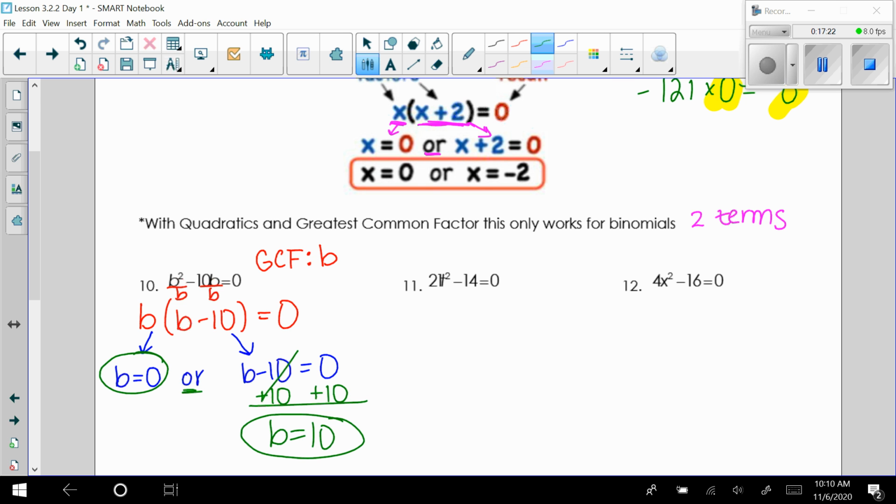So for number 11, our GCF, we look at these two terms, 21 t squared and negative 14. They don't share a variable in common because 14 doesn't even have a t with it. But when I think about the numbers 21 and 14, the factor that divides into both those numbers, the biggest one, would be 7. So I'm going to factor out a 7. And when I do that, divide by 7, 21 divided by 7 gives me 3. And then I have the t squared. And 14 divided by 7 is 2.